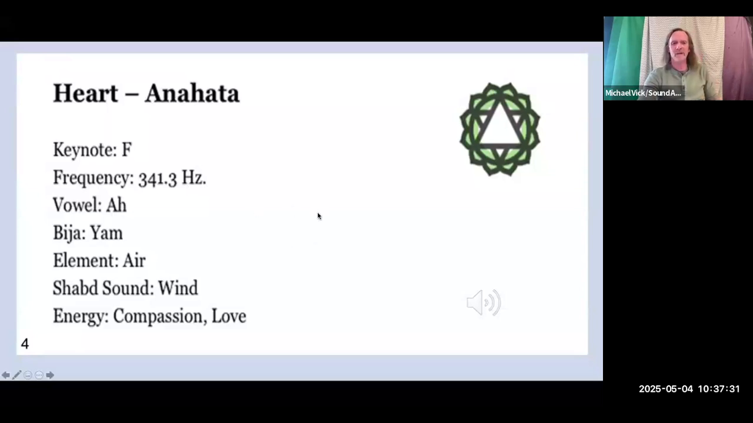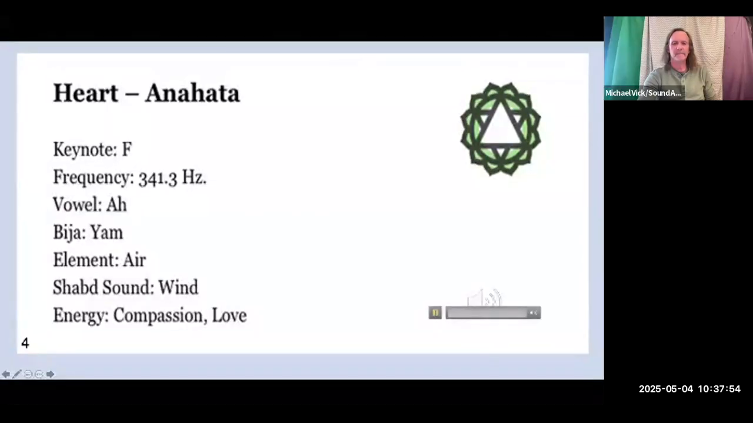And this is F at 341.3 hertz, and you see it's the element of air and compassion and love. That's the history, again, that goes back to 1500 BCE to our modern times, and you have the color of green, and this is referencing your heart. So that's the fourth one, Anahata.